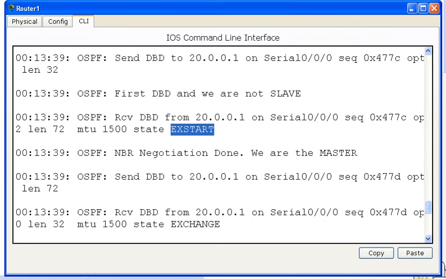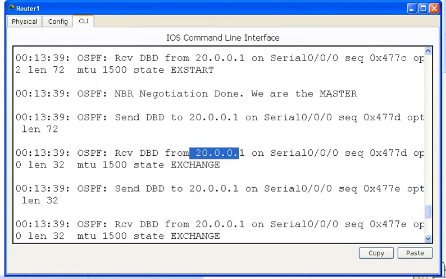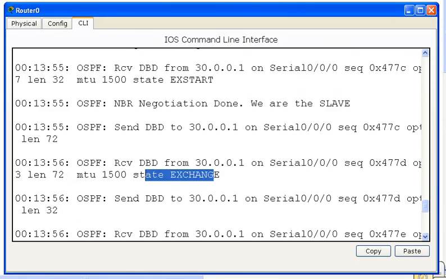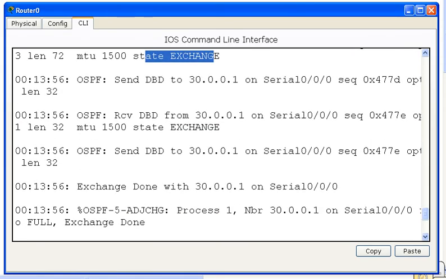Once the master-slave election happens, look at this. Who sends the DBD first? It is the master. He sends the DBD to router A, and then router A also sends back in return. So he is also receiving the DBD, database description, from router A, which is called the exchange state. Exchange will happen on both sides. After exchanging, they move to the full state.